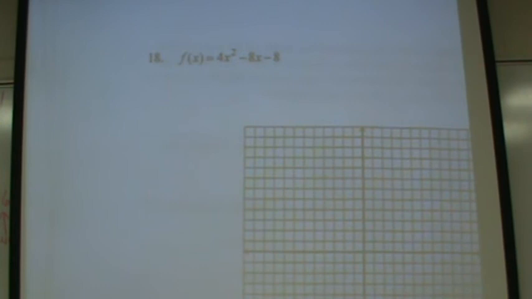For 18, that's in polynomial form. You should be able to graph that and tell me the vertex, axis of symmetry, and all that stuff. Does anyone have any questions? Okay, 3.4.